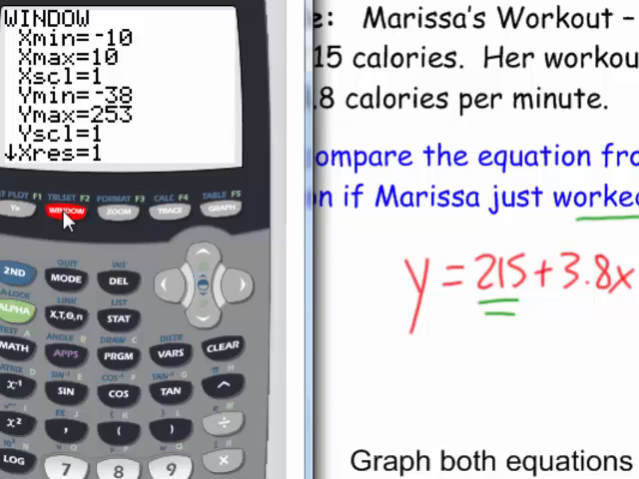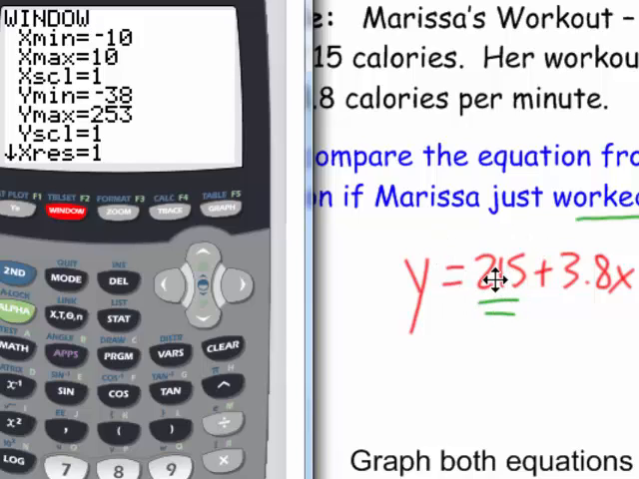And your window, we'll have to work with this as we go, but this is your x-axis from -10 to 10. X scale, it's counting by ones right now, so you'll notice there's 10 dashes on each side for a total of 20 dashes. Y min they put as -38. The Y max was 253. Why do you think it went up to 253? Well, it's got to be at least 215, right?